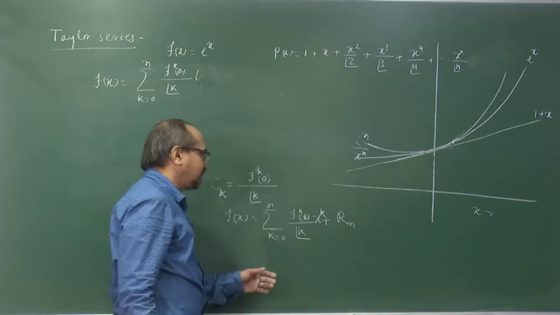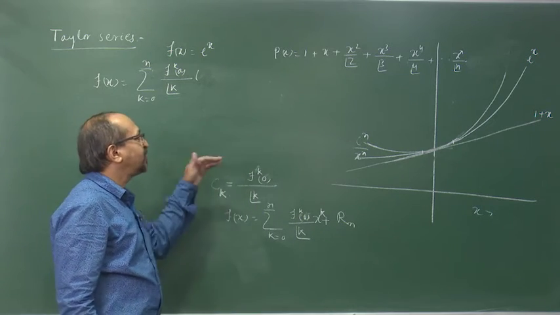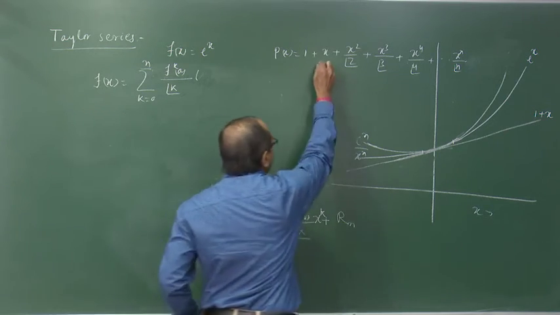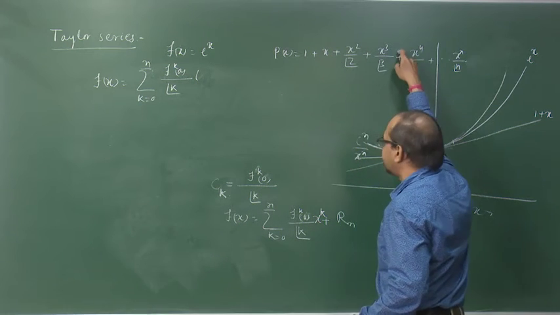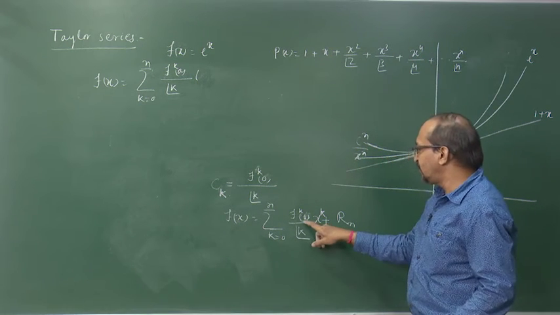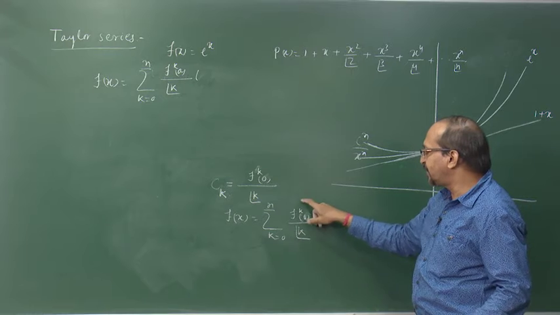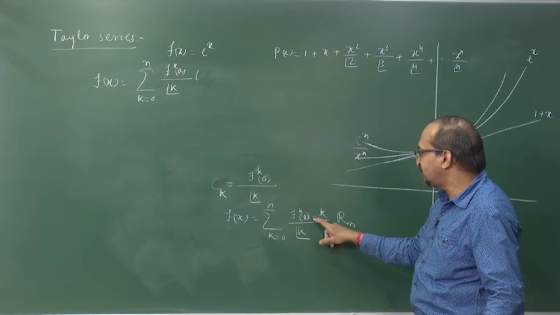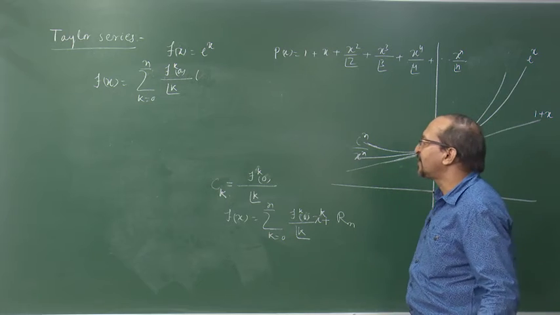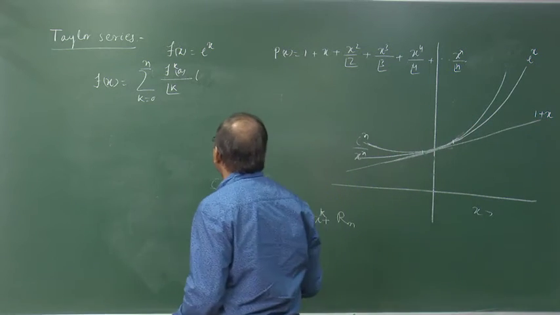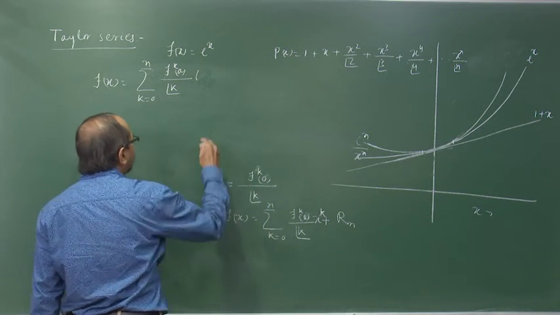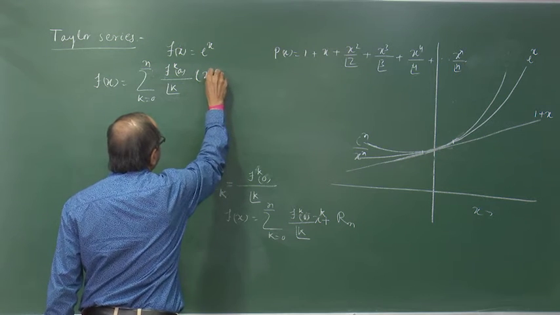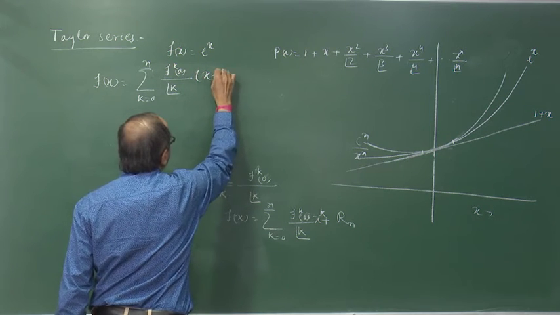because what is the function? The function is coefficient into x to the power 1, x to the power 2, x to the power 3, x to the power 4, and so on. So the kth derivative by k factorial is the coefficient of x to the power k. So this summation is this into x to the power k. When we express it about a point a, then it will be this into x minus a to the power k.